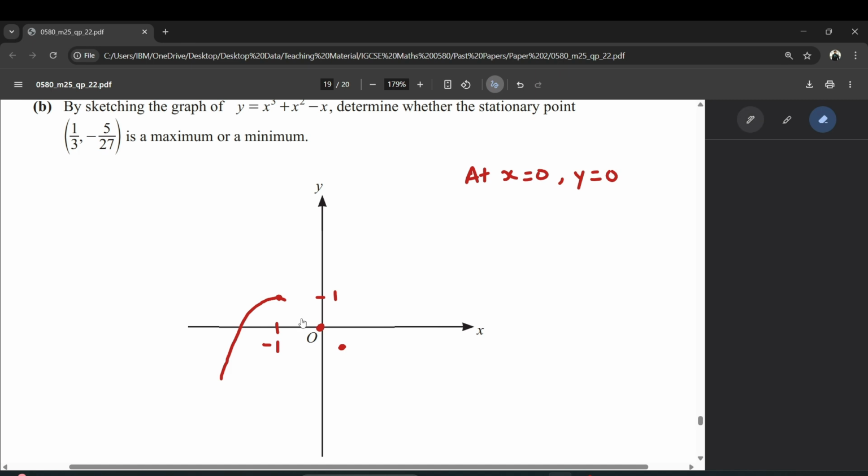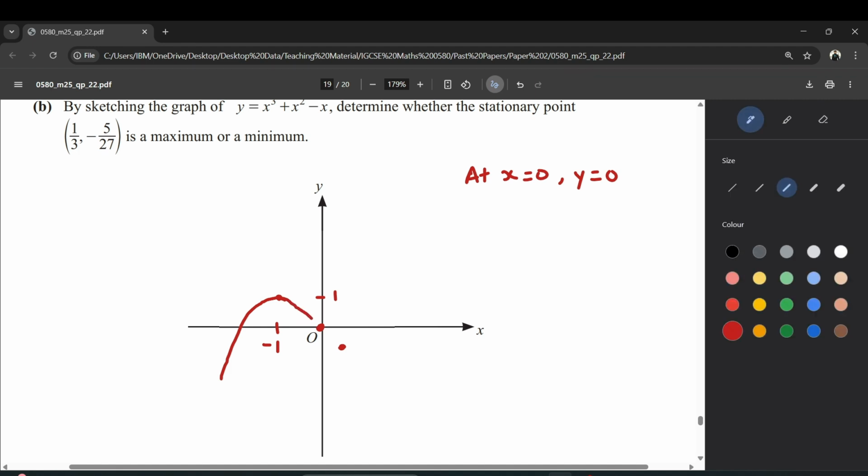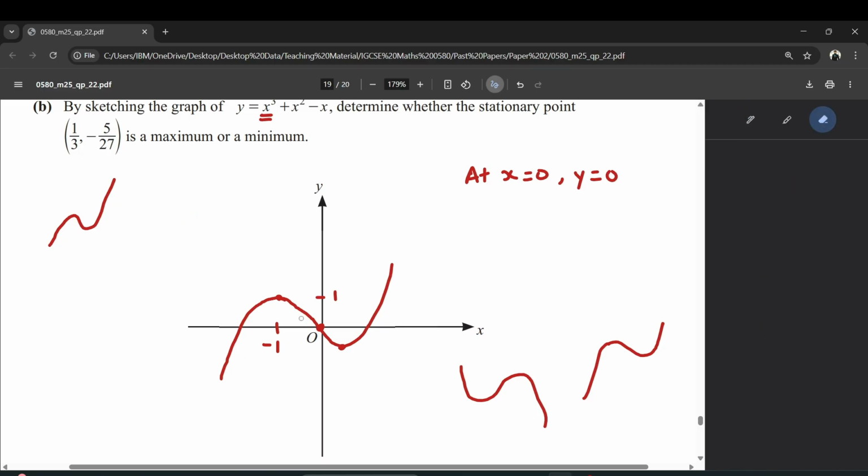Now how do I know that the graph is supposed to look like this? The graph could also look like this, right? So there are two ways. The graph could either look like this, or it could look like this. In order to determine the shape, you need to see the coefficient of x cubed. If the coefficient of x cubed is positive, the shape of the graph is going to be something like this, like an N. If the coefficient of x cubed is negative, then it's going to look something like this. All right, so that should be the sketch.